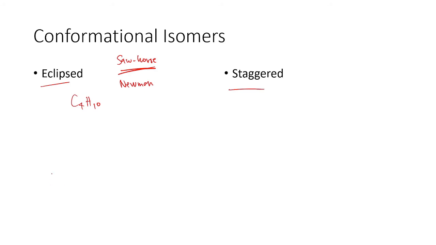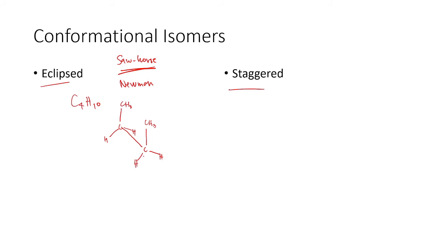So, with sawhorse, if we are to draw the eclipse configuration of our butane, what will happen here is you just need to draw a line. So, we have here our carbon and another carbon here. So, pag eclipse, tapat. So, we will have here our CH3 and another CH3 here. Then we will have here yung mga paa kasi sawhorse nga siya. So we will have here our H and another H here and another H here and another H here.